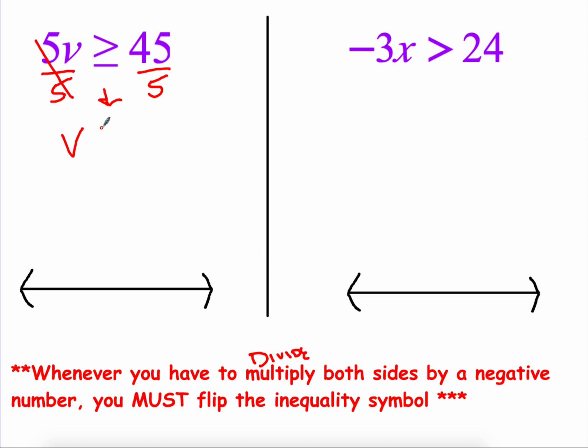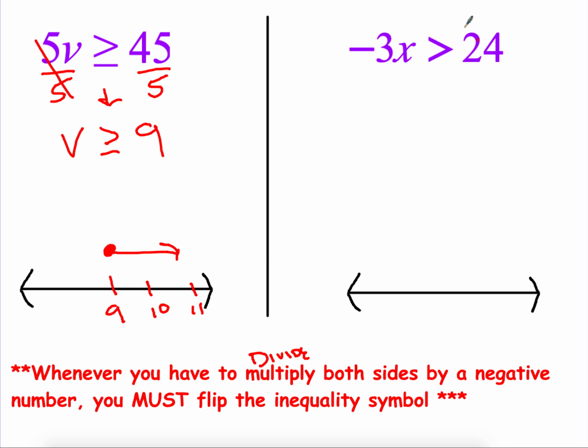Got to bring down my inequality symbol. I do not need to flip it because I divided by a positive. I did not divide by a negative. So I get v is greater than or equal to 9. So again, start my graph at 9. Closed circle because I have that greater than or equal to. And because it's greater than, it's going to be the values of like 10 and 11. Those are all greater than 9.